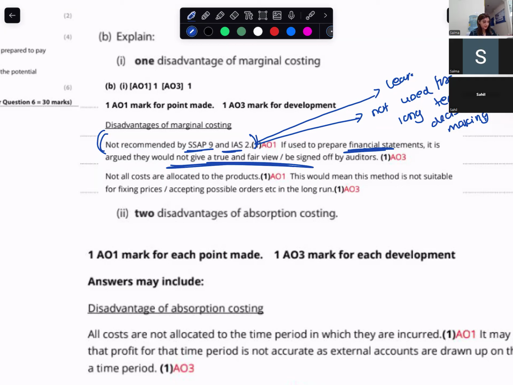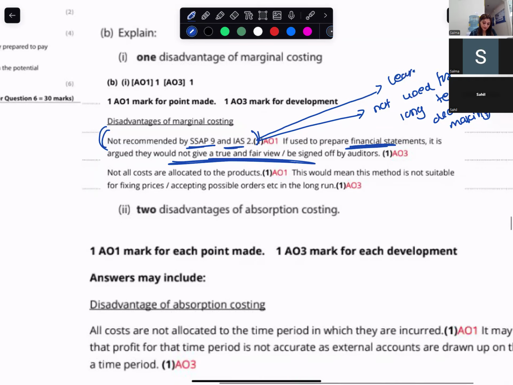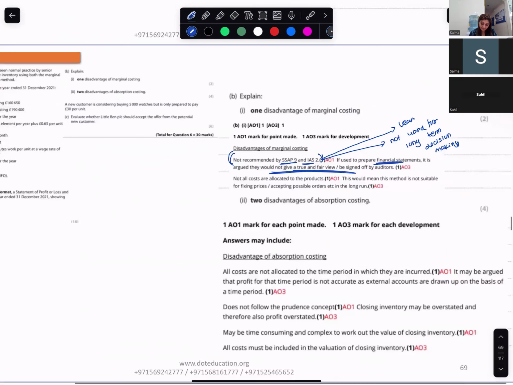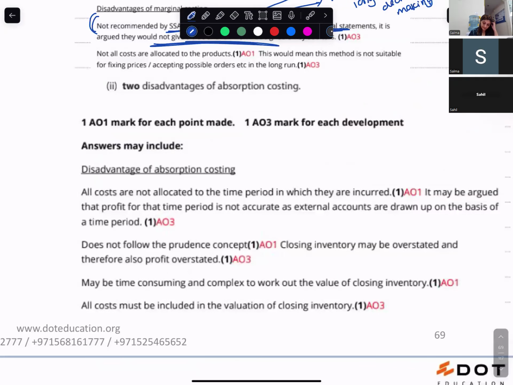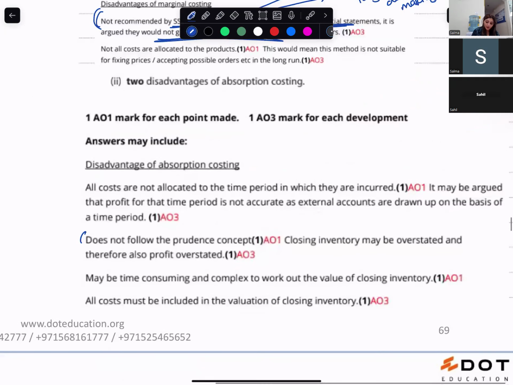Okay, fine. Two disadvantages of absorption costing. Absorption costing disadvantages: it does not follow the prudence concept. Prudence tells you that your expenses should not be understated and your assets should not be overstated.